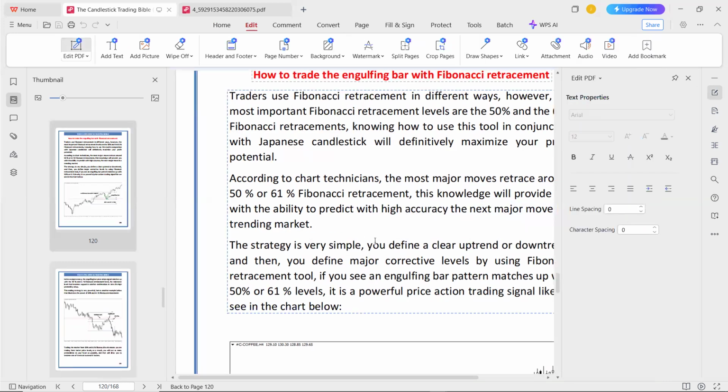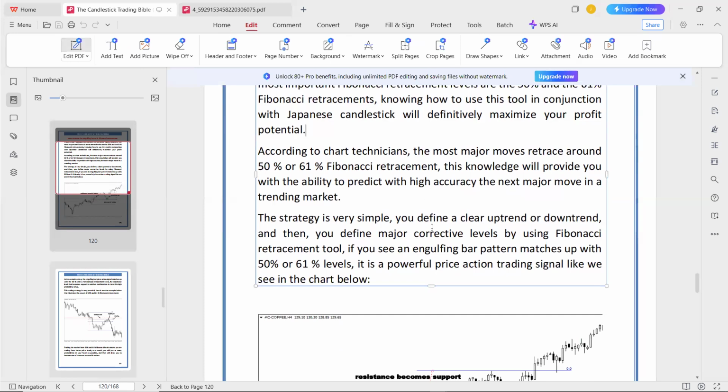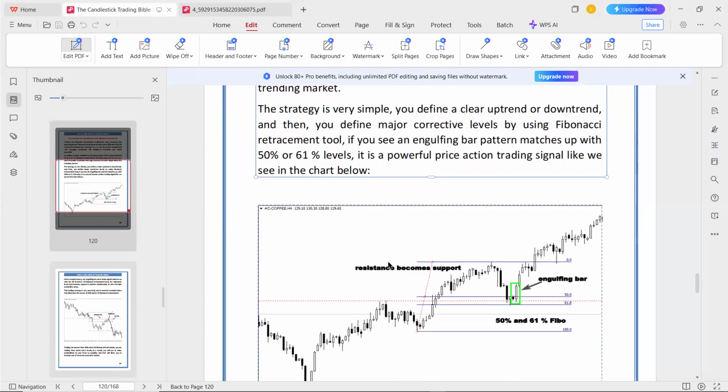The strategy is very simple. You define a clear uptrend or downtrend, and then you define major corrective levels using the Fib retracement tool. If you see an engulfing bar pattern matching up with the 50% or 61% levels, it is a powerful price action trading signal, like we see in the chart below.